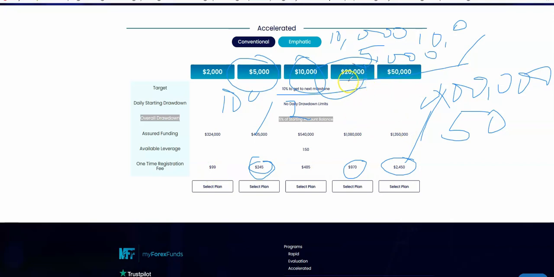Once you hit 10% again, they double it, this one will now be 40K. And then you hit another 10%, they double it, this one will now be 60K. This 40K will turn to 60K. You have beaten this goal.